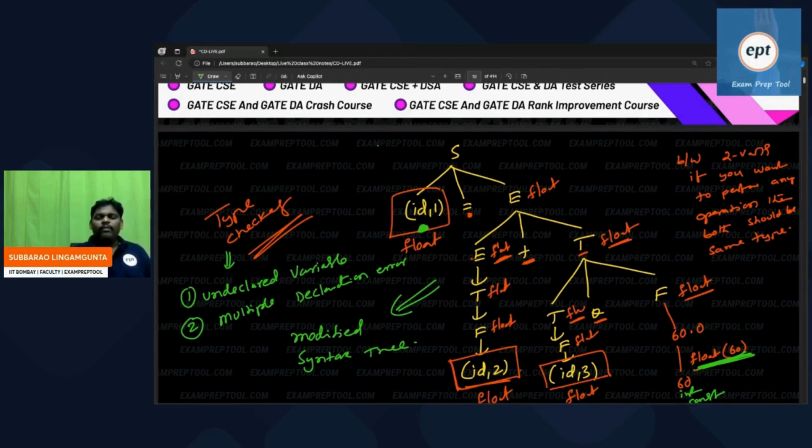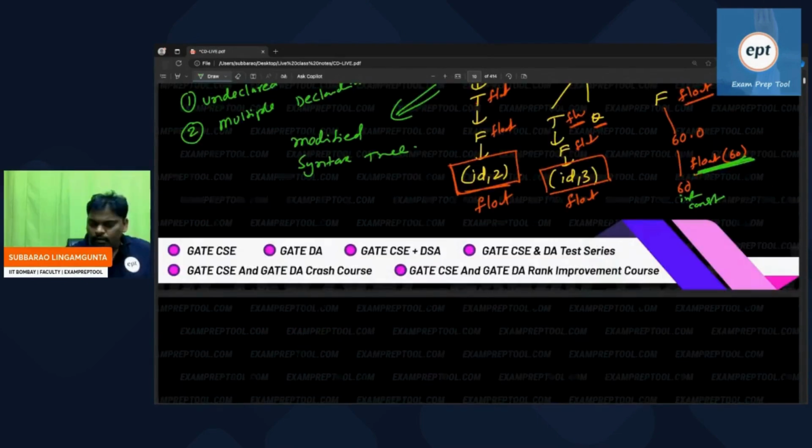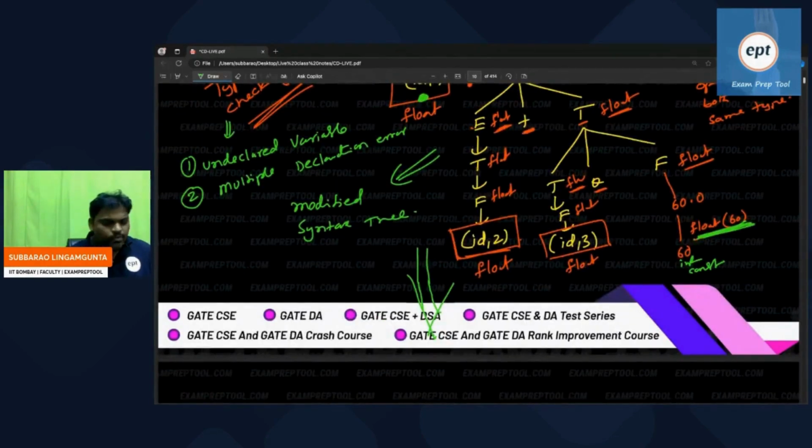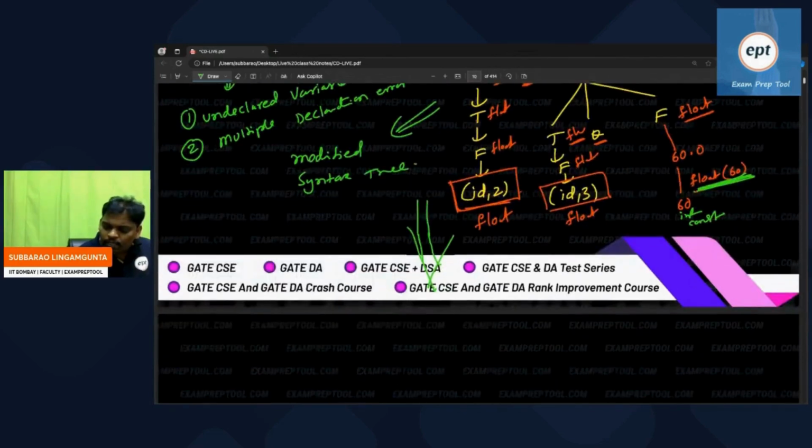Fine? Is it okay? Let me know if anyone has a doubt. Until now, if no problem is there, it means everything is perfect. Now you will take the actual thing. Because everything is fine now, what is the ID one?